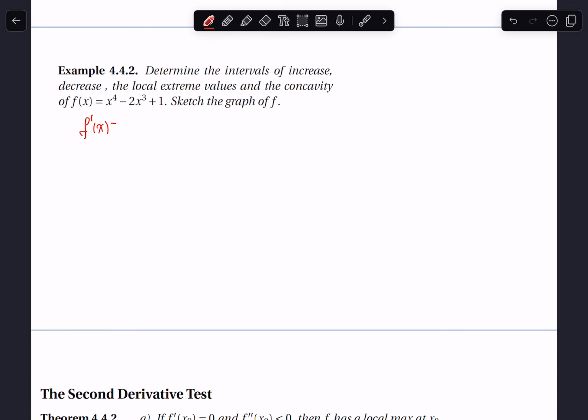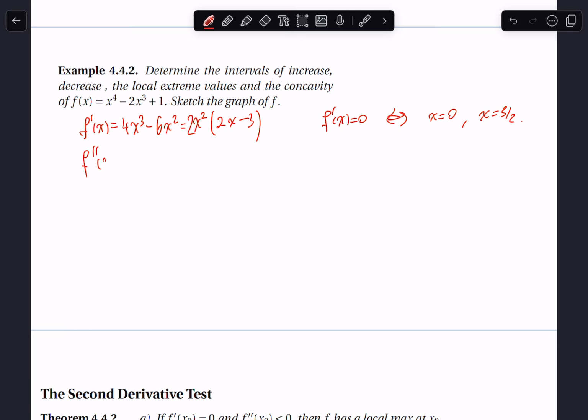The first derivative is 4x cubed minus 6x squared. If we take out 2x squared in parentheses, then this will be 2x minus 3, right? Okay. So the first derivative is 0 if x equals 0 and x equals 3 over 2.